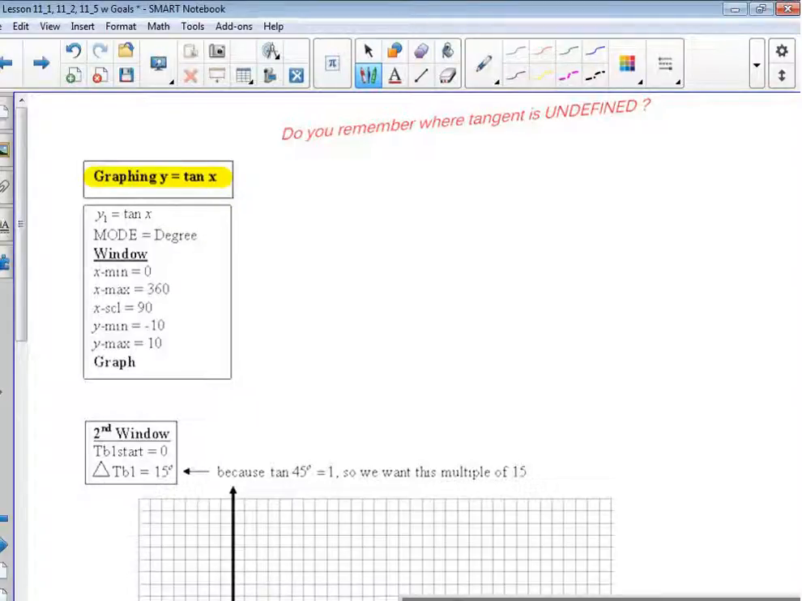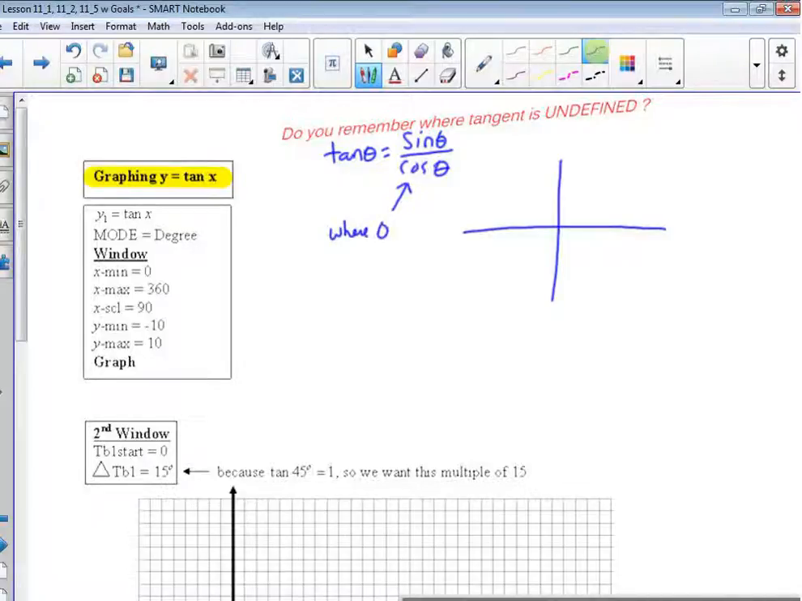So remember, tan is equal to sine divided by cosine. So we're basically looking where the cosine is 0. So I believe the cosine is your x coordinates, cosine, sine.